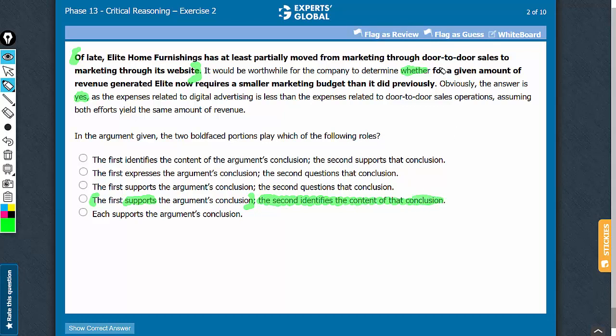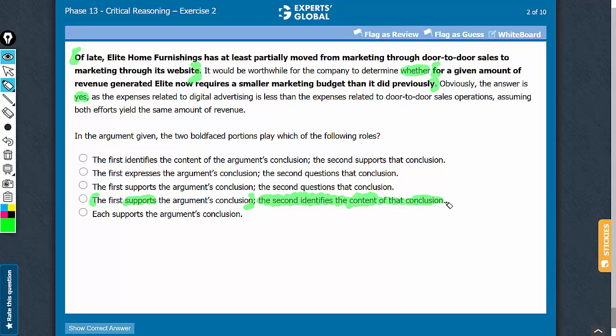Calling this part here the content of the conclusion, this term content here has great merit because see, the term whether here is not in bold. The answer is yes, and yes to what? Yes, that for a given amount of something, something is happening. So the second boldface definitely identifies the content of the conclusion.